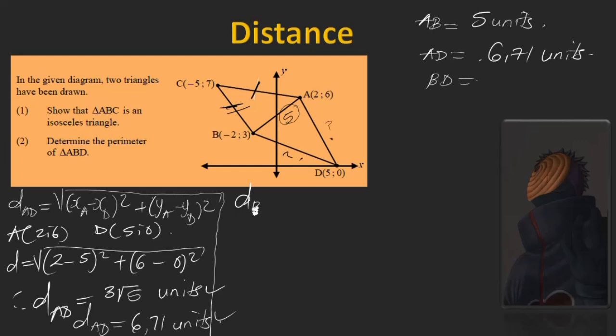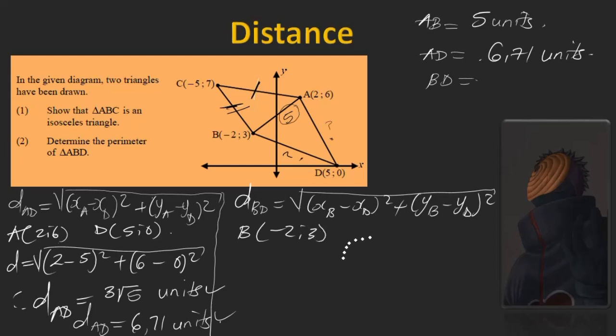And then the next part, I need to find the distance of BD. So the distance of BD is equals to x. Oh, sorry, we need a bracket there. I need to get x at B minus x at D squared plus y at B minus y at D squared. All this under a square root. That's the distance formula. So next part is to write the coordinates. Coordinates of B, I have -2 and 3. Coordinates of D, I have 5 and 0.